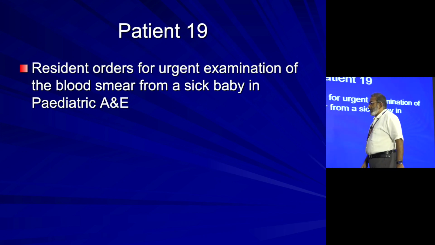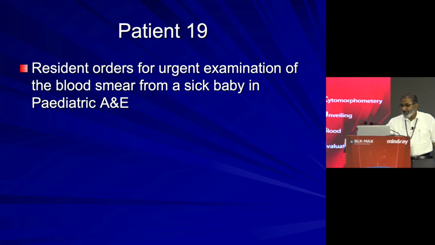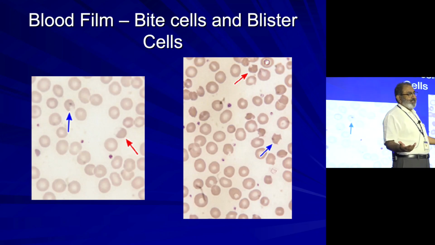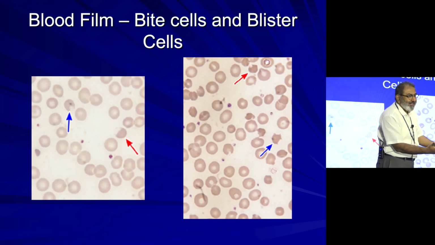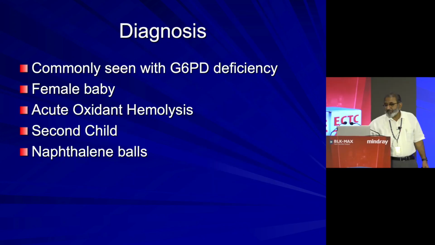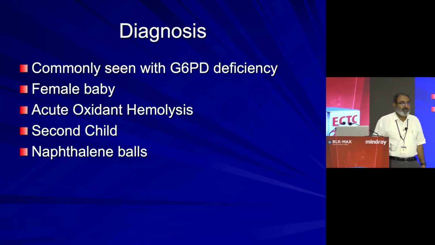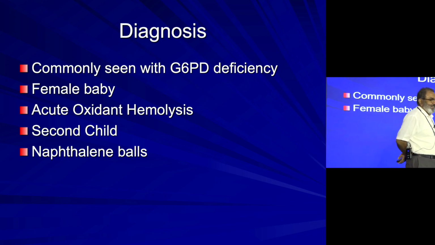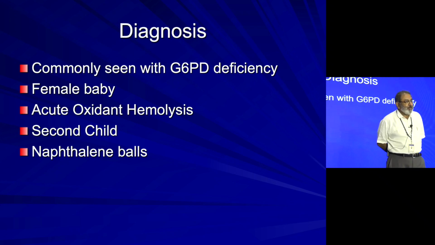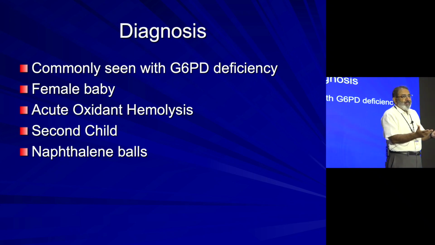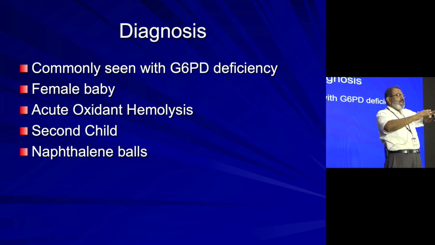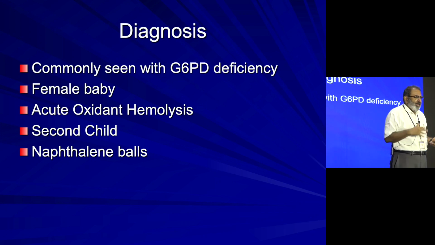So I look at the peripheral smear, and it's such an easy peripheral smear. What do I see in the peripheral smear? Bite cells, blister cells. Very easy diagnosis in a child. So I called the doctor and said, oh, this is G6PD deficiency. It's a female baby. So then you start, okay, it's not G6PD deficiency, because we know that G6PD deficiency is an X-linked recessive disorder. Then you start, autosomal recessive types of G6PD deficiency are also seen and all those things. You start beating around the bush.